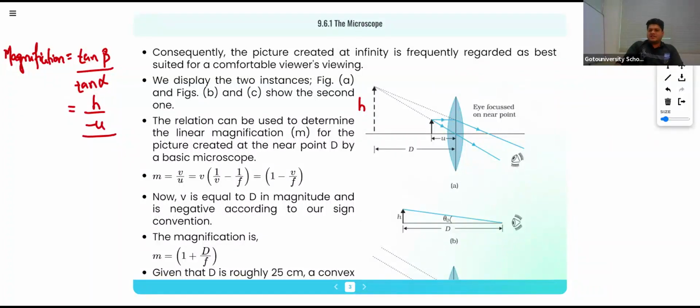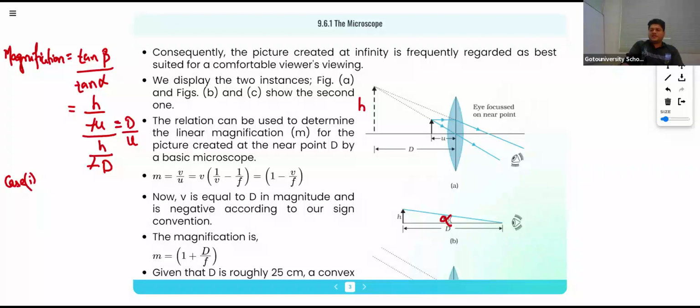And here in this case, we are considering this as alpha. So here you will take H upon distance, which is negative. Minus minus will cancel. H will cancel. And you will get the magnification formula as D upon U. Now we'll check this one by one.